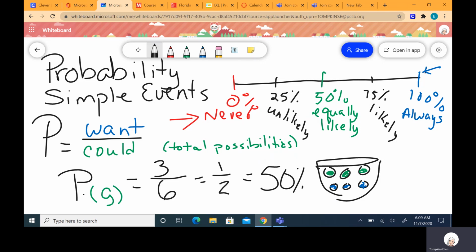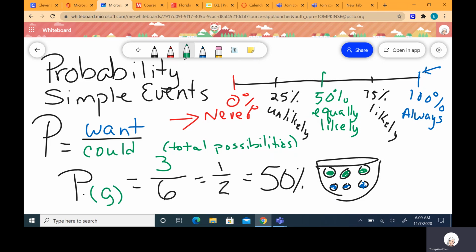In that case, you would have equally likely. And you can tell right there, half of them are green, half of them are blue. But that is the working process to get to that 1/2. In this case, you can just visualize it, but in other cases, you would actually have to calculate it. So that's how it would work. I wanted green out of the total 6, and that was what I got.